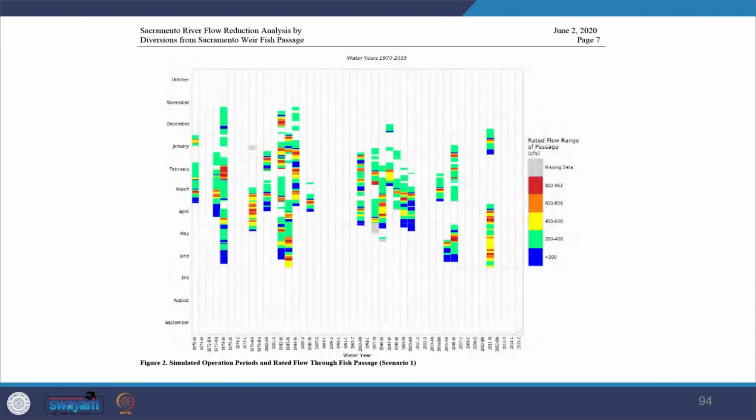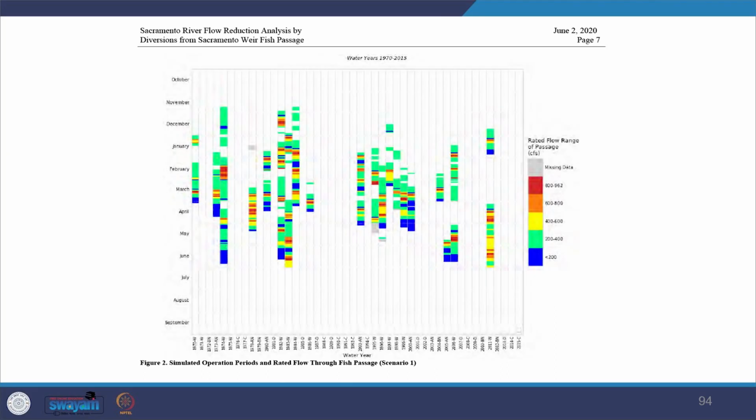So you have this image, you can see the Sacramento River flow reduction analysis which they have done. So with diversion, what kind of fish passage would be created. In the figure you can see the simulated operation period and rated flow through fish passage. So they are working on different scenarios. Scenario 1 you can see, and how, year wise, 1970, 1971 and so on, to 2015, what kind of change in the flow range of passage would happen.